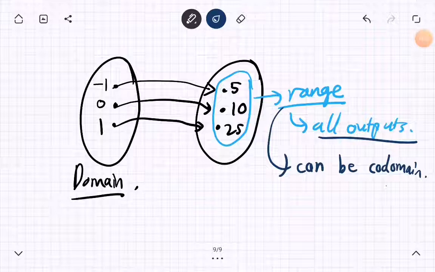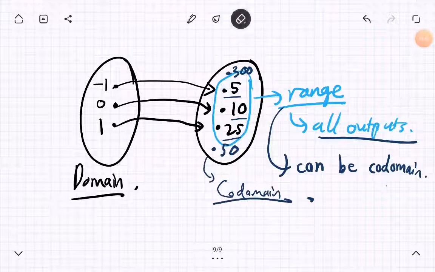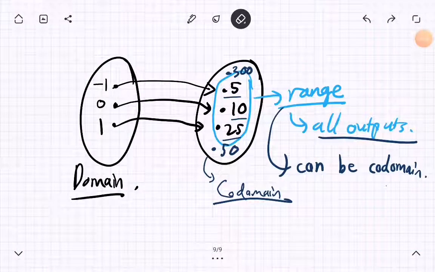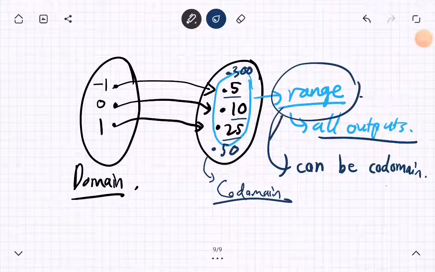But can we get a different codomain? Of course we can. Let's add 50 here. It doesn't matter. We already have 5, 10, 25. This is the only thing that matters. As long as we have 5, 10, 25, we can add 50, we can add 300, it doesn't matter. Okay, any set like this will be the codomain, as long as it has the range. The range must be inside the codomain.